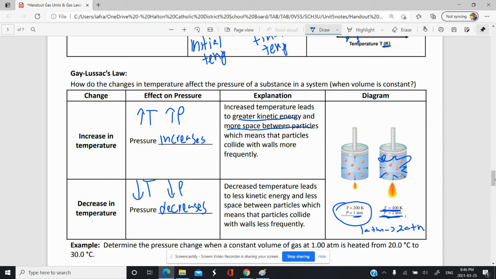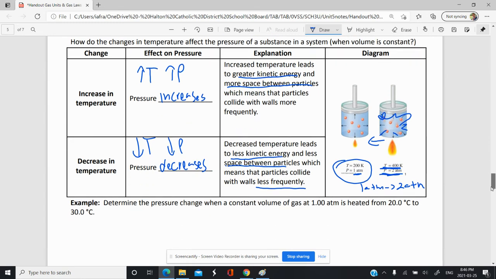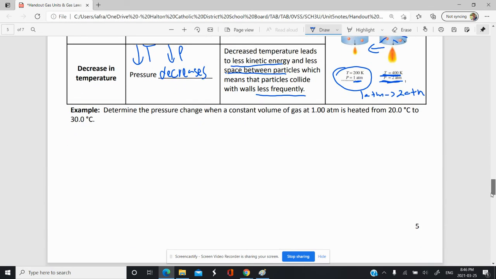If I went in the other direction, if I decrease the temperature, then the particles will have less kinetic energy, and so they'll have less space between the particles, which means they're not colliding with the wall as often, and so the pressure will go down. So if you halve the temperature, then you've halved the pressure. But again, same direction. If you decrease temperature, you decrease pressure. And that's explained with the kinetic molecular theory.